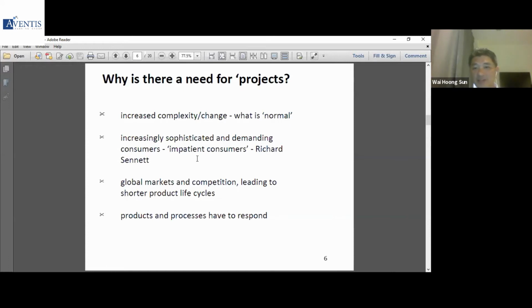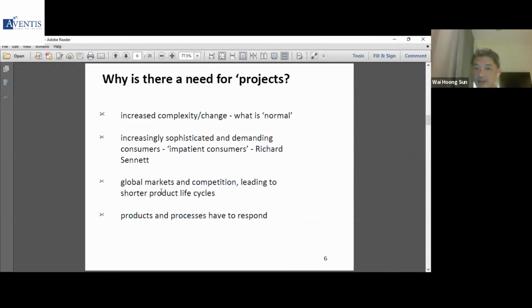We also have impatient customers, impatient consumers. They want it within a short period of time, here and now, maybe due to the internet or the effect where you want it immediately. So customers do not want to wait 2-3 years for the next product. They want it right now, probably within 6 months. So that places a lot of pressure on companies to develop new products.